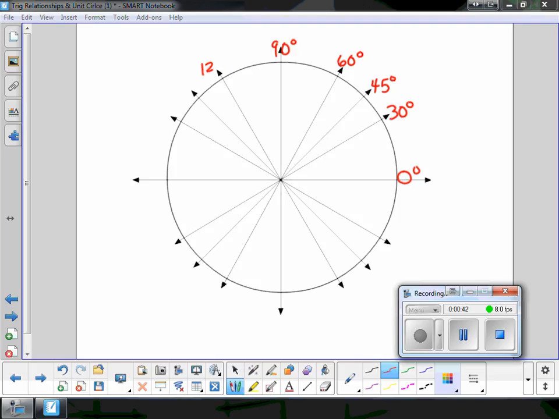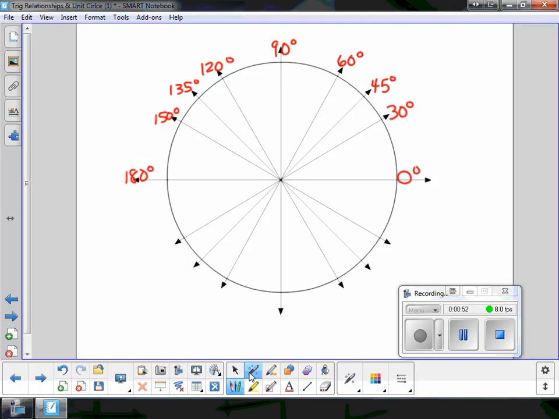Then you've got 120. Add 15, 135. Add 15, 150. Add 30. You should make it to 180. And that should make sense because here you have sort of a flat line, and from your geometry days, you know that's 180, right? It's called a straight angle.